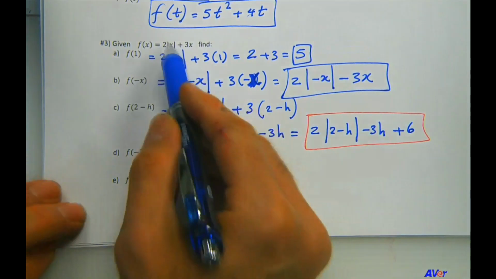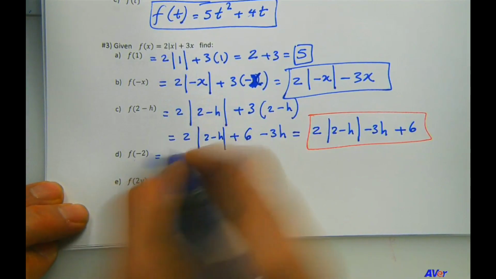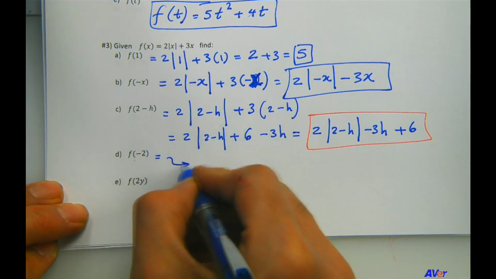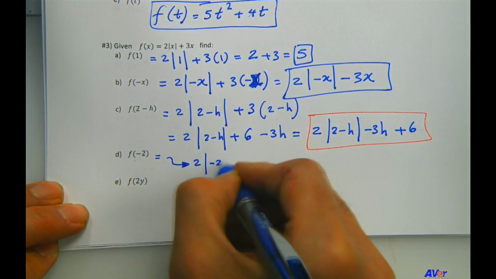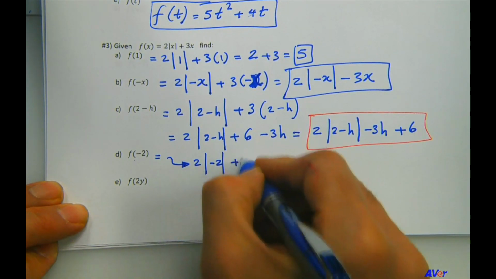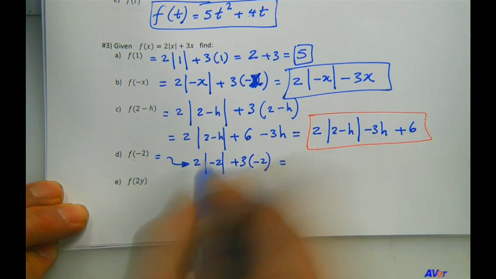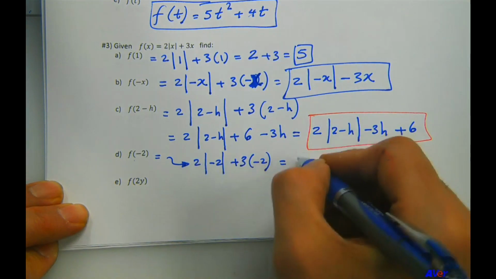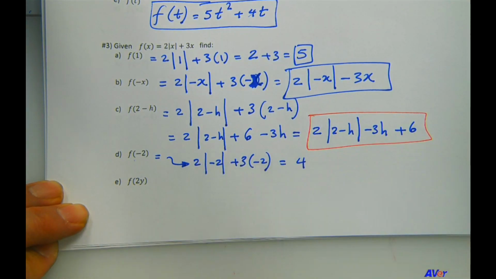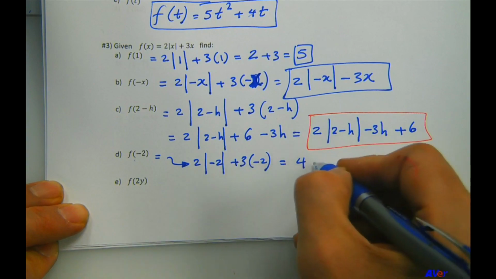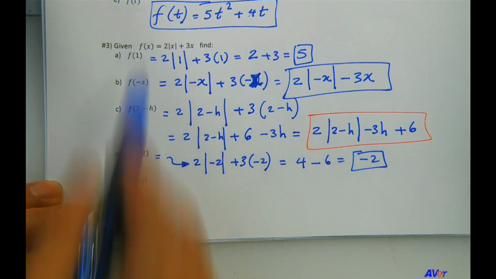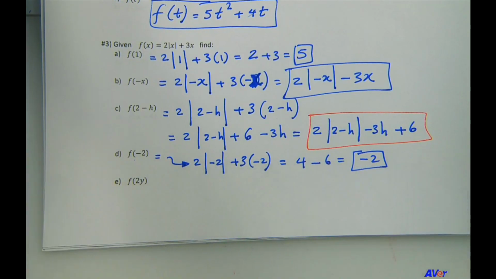Okay. This function at negative 2. So let's evaluate it. We expect to get a number, right? Because we're evaluating a function at a number. So 2 times absolute value of negative 2 plus 3 times negative 2. What do we get? Absolute value of negative 2 is positive 2 times 2, it is 4, right? And plus 3 times negative 2 is minus 6, so the result is negative 2. That's interesting because we evaluated the function at negative 2 and we got negative 2. That's possible, and this was such a case.